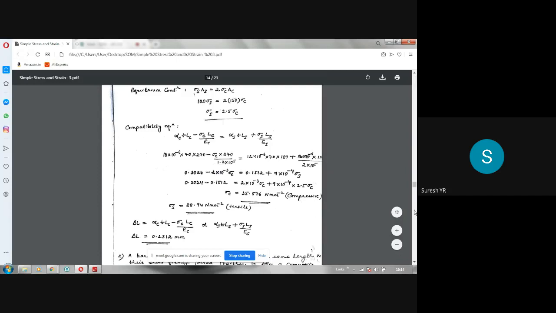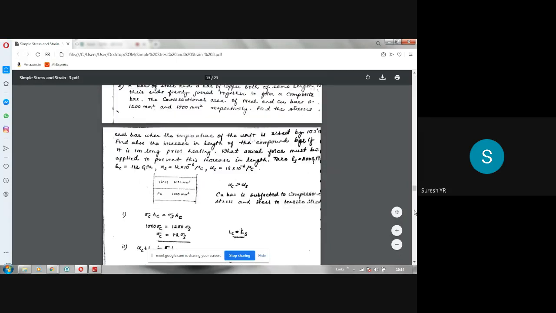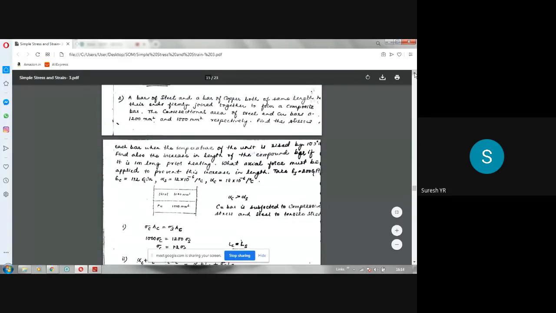Some more examples I'll be taking in the next class. I think in one more class I will be completing this module one. Module one, as I already told, is a very big module, simple stresses and strains. A lot of things we have covered. Simple bar subjected to tensile stress, compressive stress, shear stress, then self weight, elongation due to self weight, then compound bars, stepped bars, tapering bars, all those things we have covered.